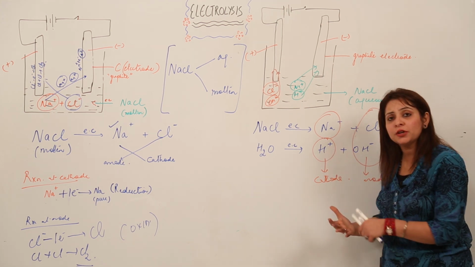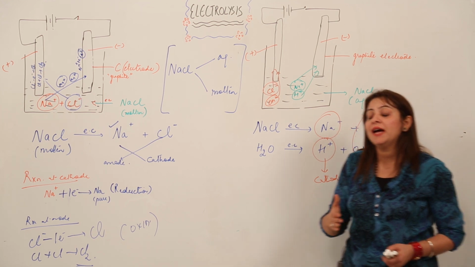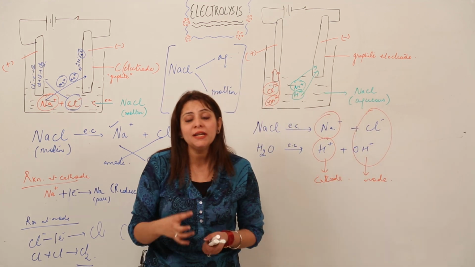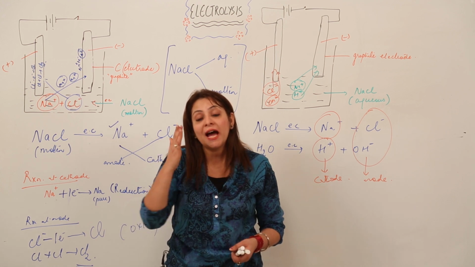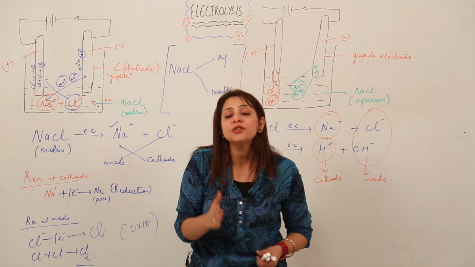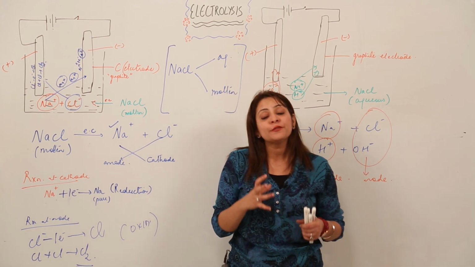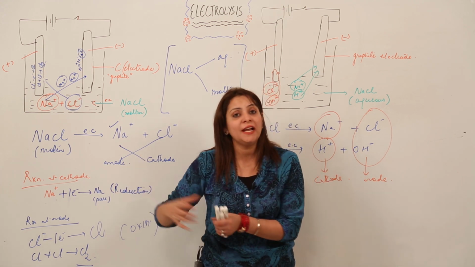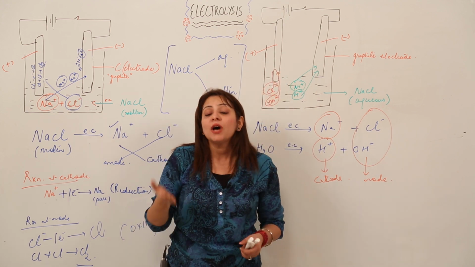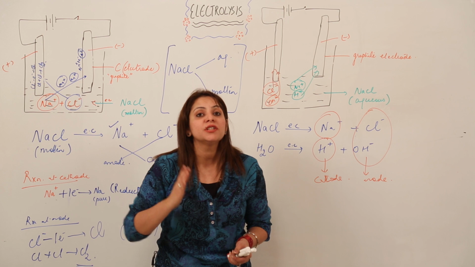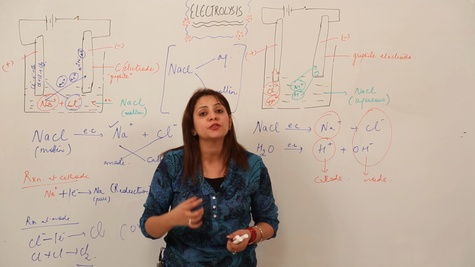So will they both be showing reduction, or will only one of them? You should know that if more than one ion reaches the respective electrode, then that ion gets discharged whose reduction potential is lower. I am just repeating again: if more than one ion rushes to an electrode, like in this case where two ions are rushing to this electrode and two ions are rushing to this electrode, then out of them, the ion that has the lower electric potential, or the lower reduction potential, is going to discharge.